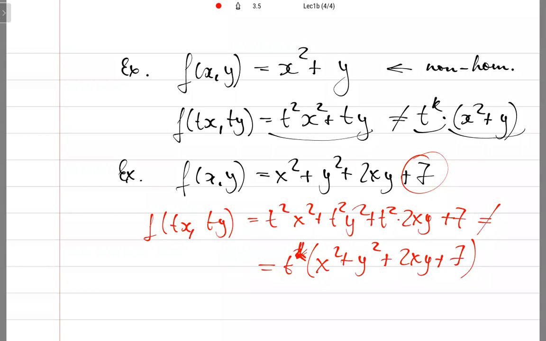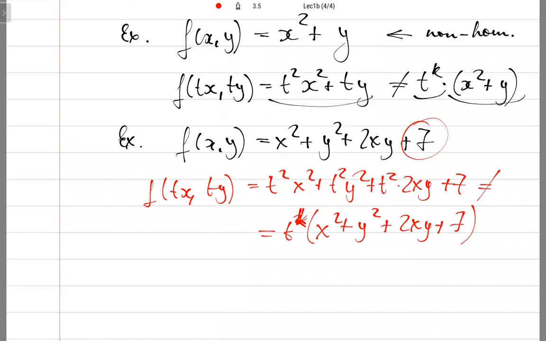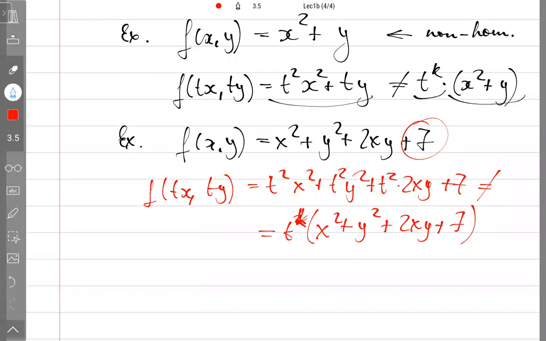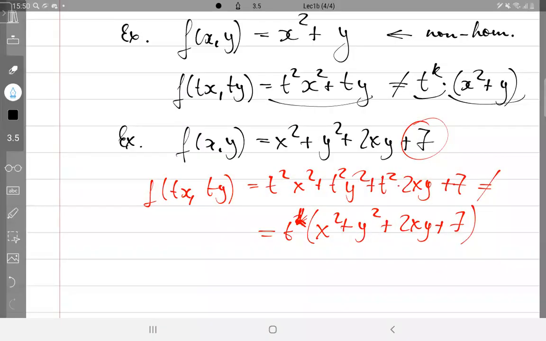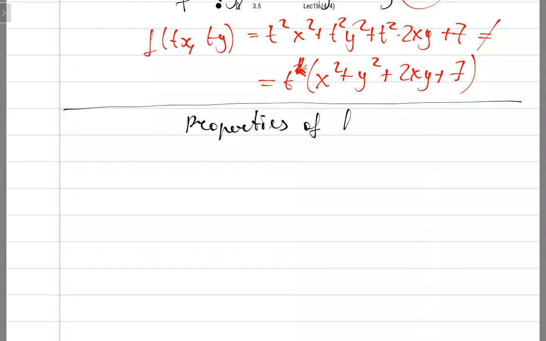Okay, let's go on. What are the properties? We have given examples of homogeneous functions and non-homogeneous functions. So let's move on to the properties of homogeneous functions.